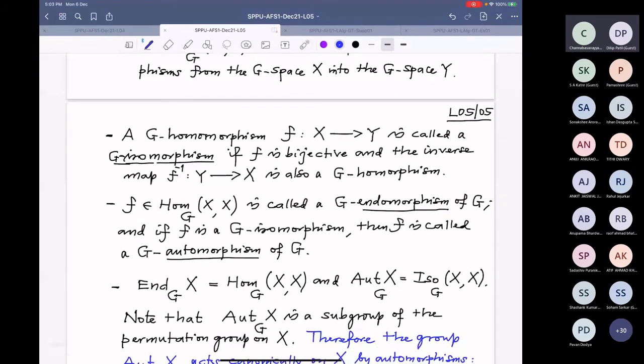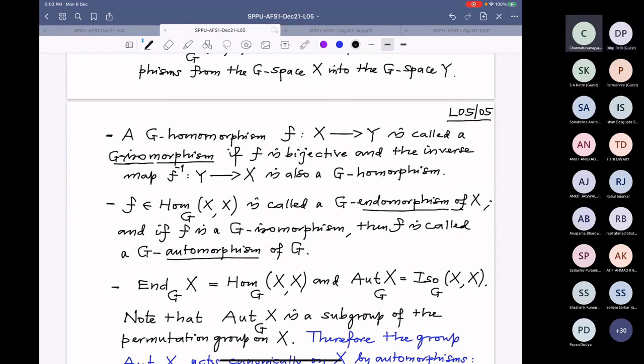Now, when do you say an endomorphism? And again, here I have a writing error. This is not an endomorphism of G, but an endomorphism of X. A G endomorphism of X is a G homomorphism from the same G space to the same G space. Then you call it endo. If it is an isomorphism, then you call it a G automorphism.